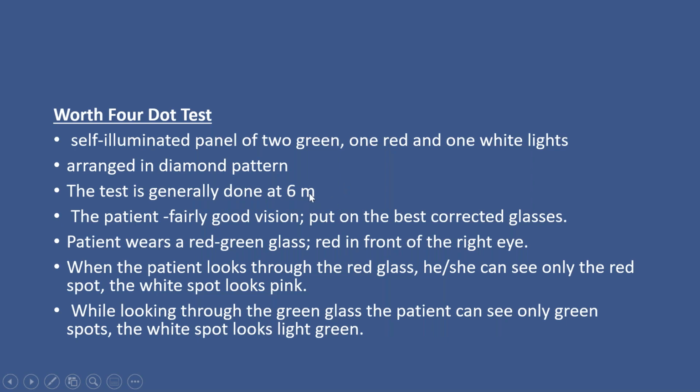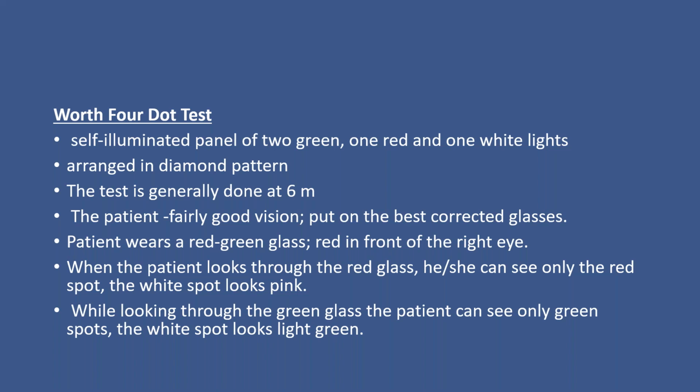Or if you have a flashlight which has these four dots, then you can do it at 1 meter also. For this, the patient needs to have fairly good vision, and you have to make sure that the patient has put on the best corrected glasses. The patient wears a red-green glass, where the red glass is in front of the right eye, which is by convention, as in diplopia charting too. So red for right, R for R. The green goes for the left eye. When the patient looks through the red glass, first of all he'll obviously be able to see the red spot, and the white spot that is there will look slightly pinkish.